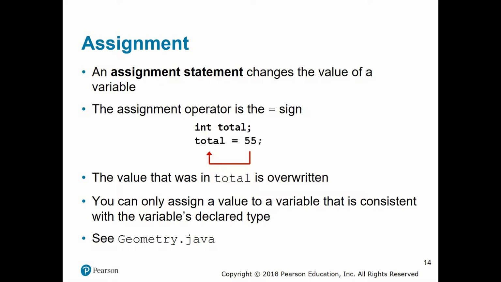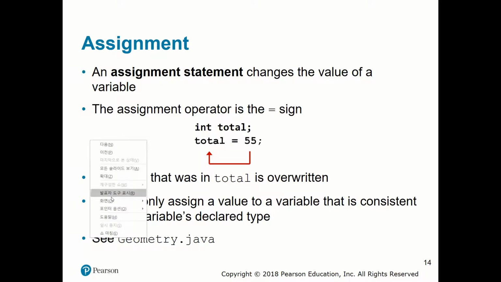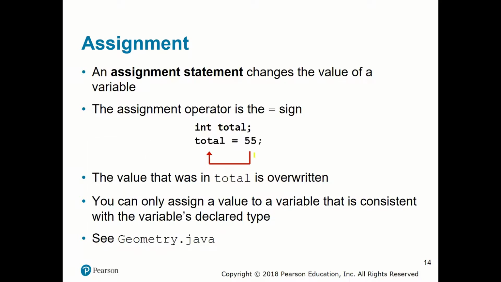An assignment statement changes the value of a variable. The assignment operator is the equal sign. So this is the assignment operator. After creating a variable total, we assign 55 to total. So the value that was in total is overwritten. Actually, the value was garbage. So now the garbage will disappear.